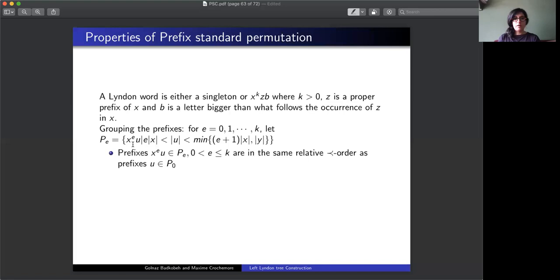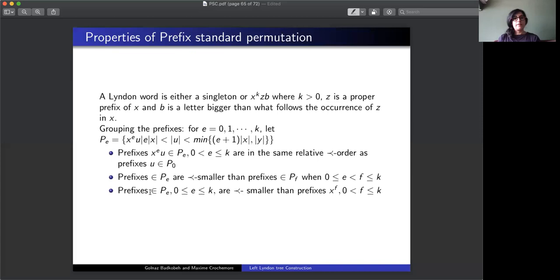Okay, so then we saw a few properties that were interesting. The first one is that the prefixes in the form of x^E u, where they belong to the group E, have the same relative infinite order as the prefixes in the initial group. And the prefixes in group E are smaller than prefixes in group F if F is bigger than E. And all prefixes in group E are smaller than prefixes that look like x to the power of F.